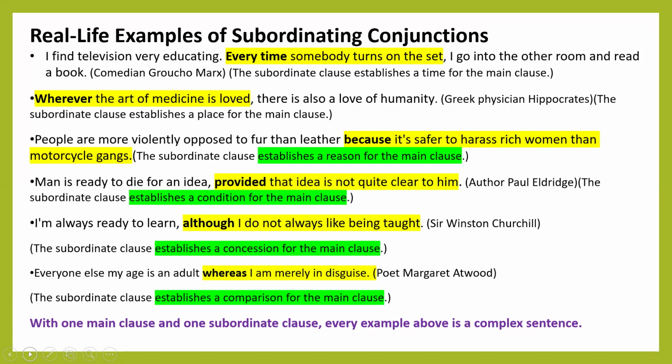"People are more violently opposed to fur than leather because it is safer to harass rich women than motorcycle gangs." So "because it is safer to harass rich women than motorcycle gangs" gives a reason for the main clause. The main clause is "People are more violently opposed to fur than leather."